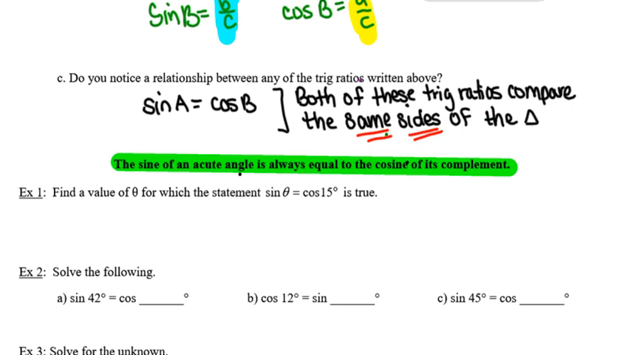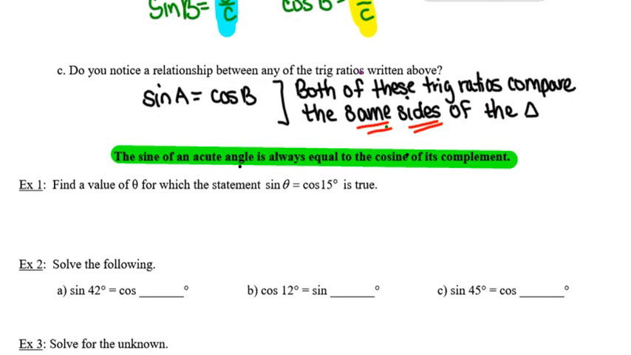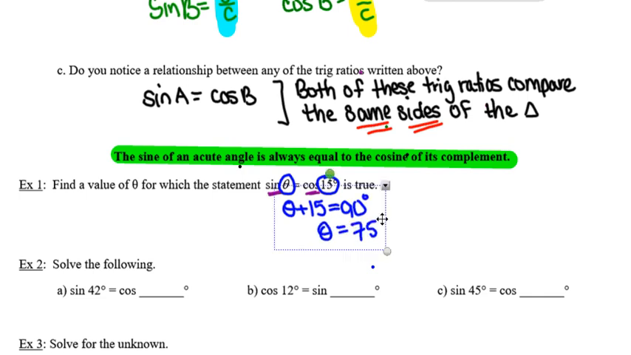So you're really going to see two different types of problems for cofunctions. You're going to see a type where you see sine and cosine on opposite sides of the equal sign, like in number 1. Notice that on the left side I see a sine, on the right side I see a cosine. Well, if one of those is sine and the other is cosine, I know that the two angles involved, in this case theta and 15 degrees, must be complements. Complements, remember, means adds to 90. So theta plus 15 has to add up to 90 degrees. And that'll make theta equal to 75.